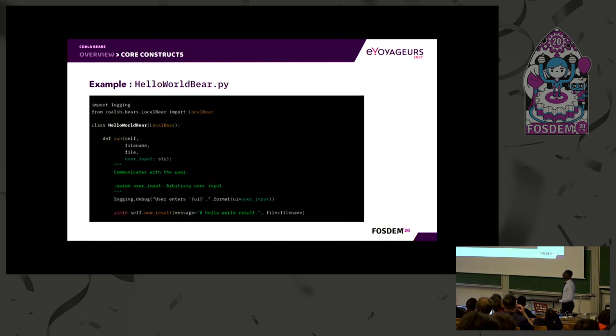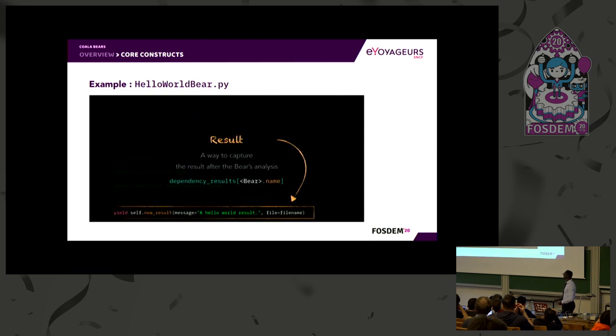Let's see an example. I have a hello world bear, and now I just print some logging things. So I extend from the local bear. That means I want to run it on every file and just output a user input, which is provided by the user. And at the end, the rule is that you have to yield the result. Why? Because when you mix bears, you could get the result from any bears. If you have dependent bears, you can provide the result you get from the inner bears you have used in your bear.